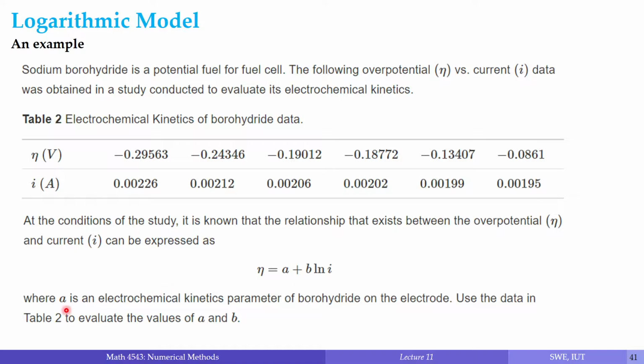For this problem, the value of a basically signifies the electrochemical kinetics parameter of the sodium borohydride, which is used in the electrode of this battery. And what does the b signify? It is not written over here. We'll find it anyways. Let's proceed to see how we can solve the example.